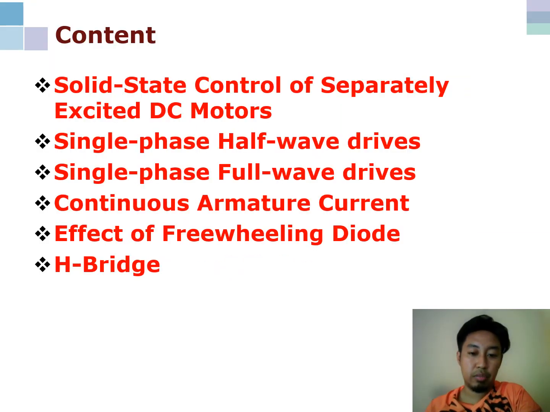Actually, for this chapter, the content is solid state control of the separately excited DC motor, and then the single phase half wave drive and full wave drive, the continuous and discontinuous armature currents, and then the effect of the freewheeling diode and the H bridge. If you still remember, when you learned power electronics, this is quite related to controlling the speed of the motor.